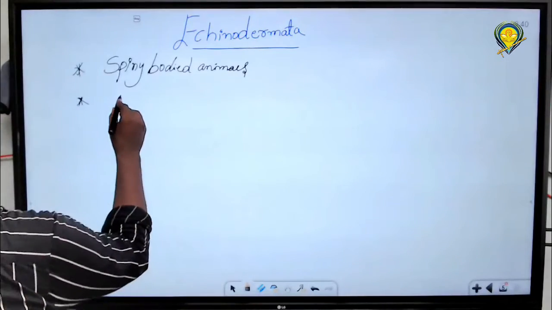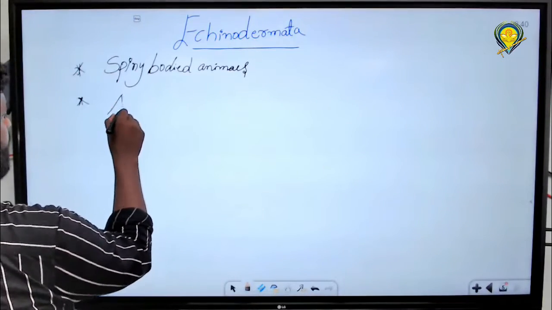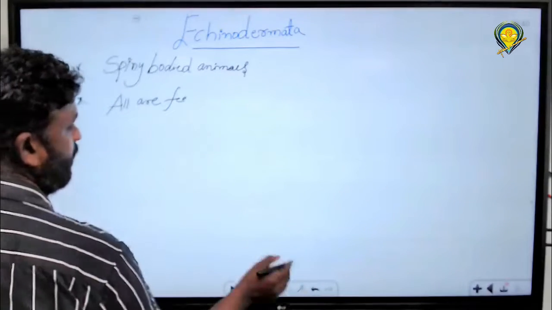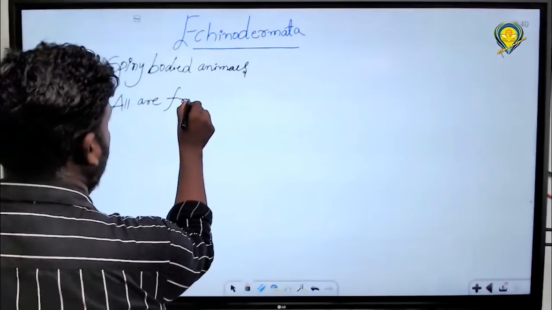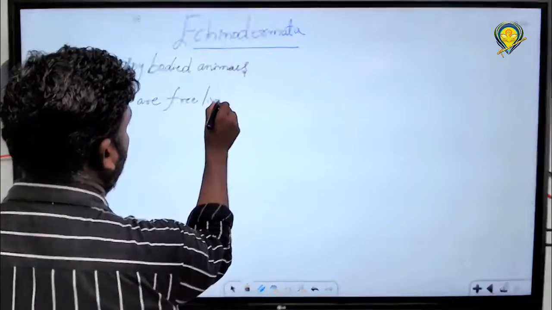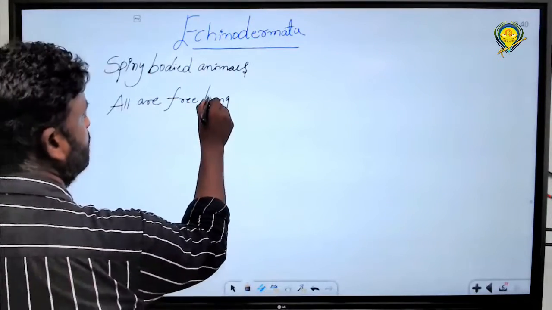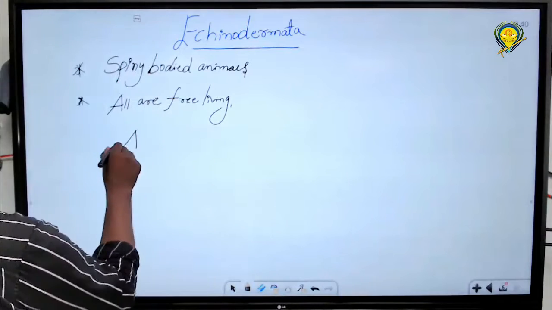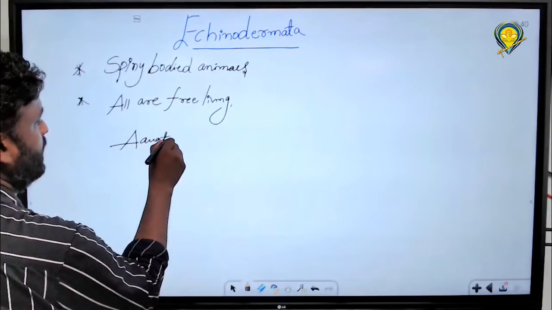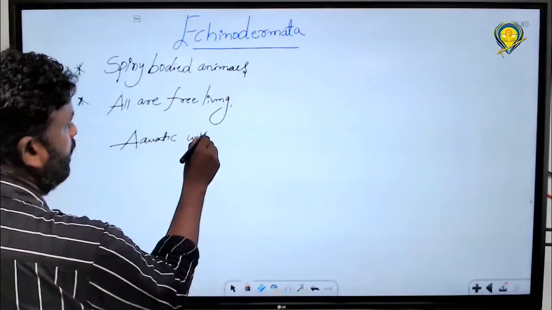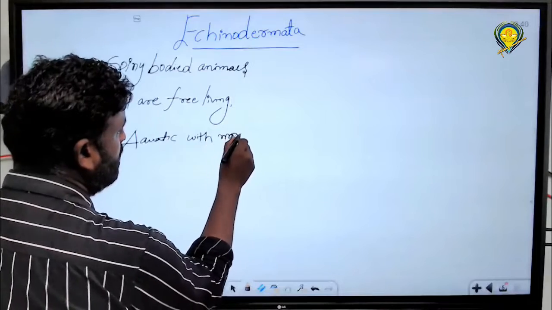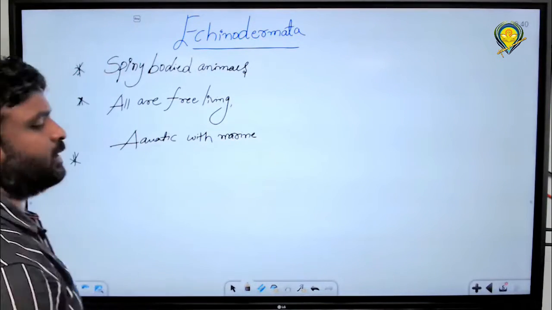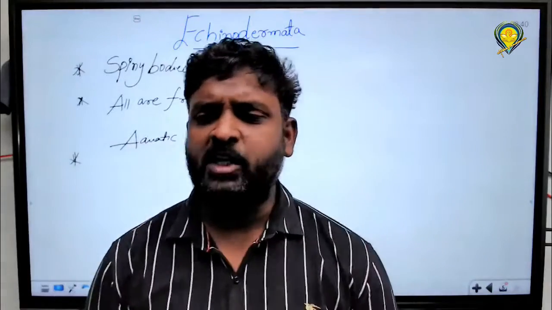Aquatic marine, first one. All are free living. And definitely, what about aquatic marine or aquatic both freshwater and marine? Exclusively marine, right? Very good. Next one. What is the level of organization?